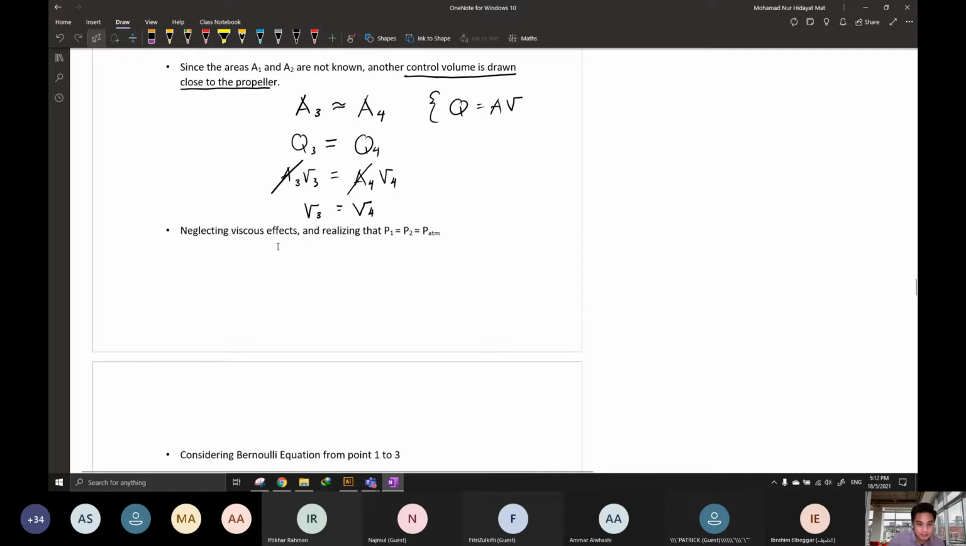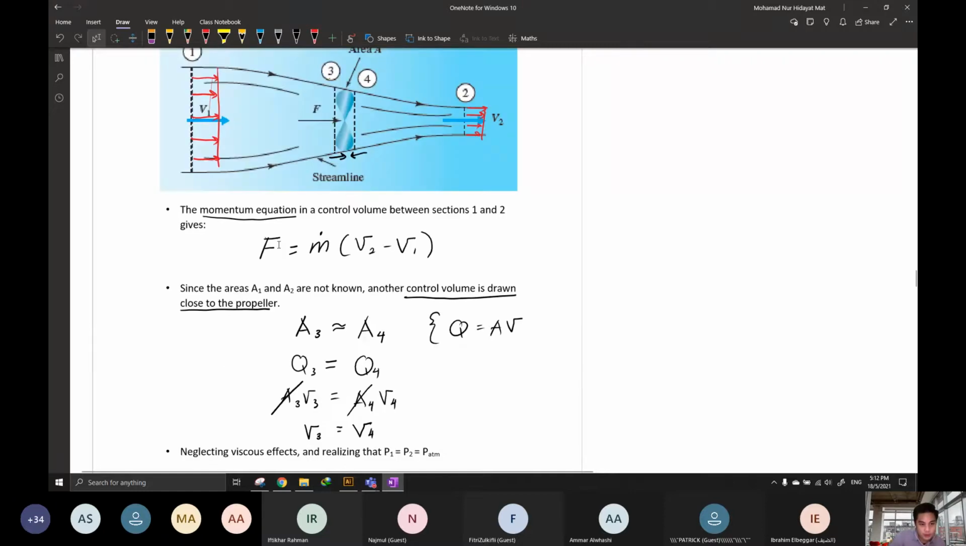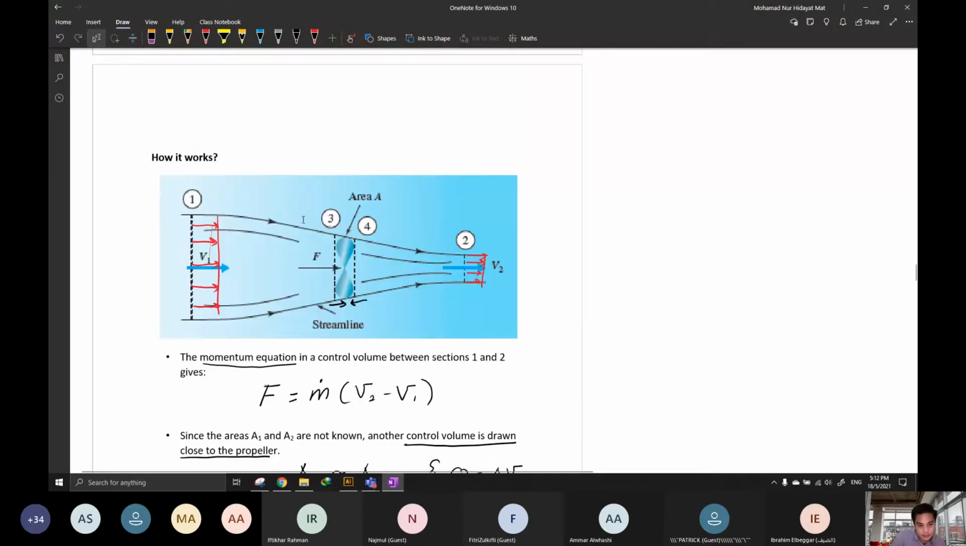And realizing that pressure 1 and pressure 2 are exposed to the atmosphere, pressure at point 1 is equal to P atm. Then we can consider the gauge pressure as 0. Pressure at point 2 is also exposed to atmospheric pressure, so P atm equals 0.